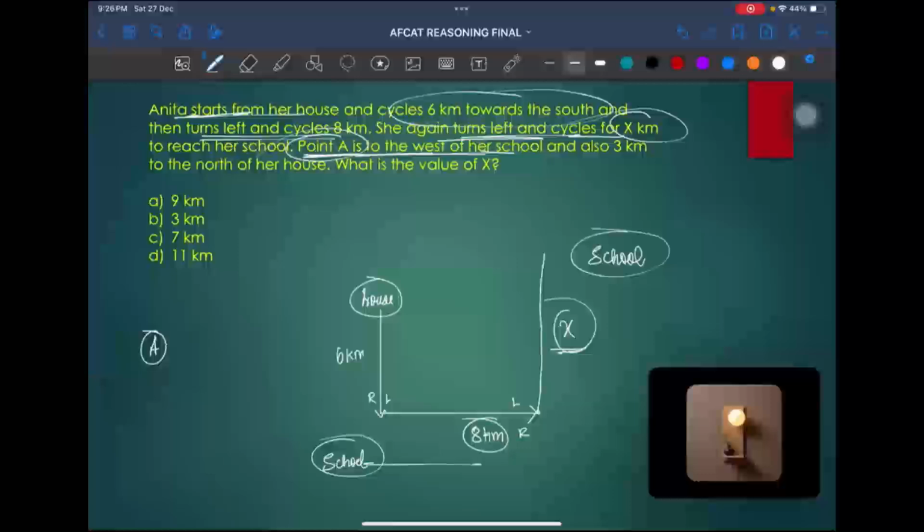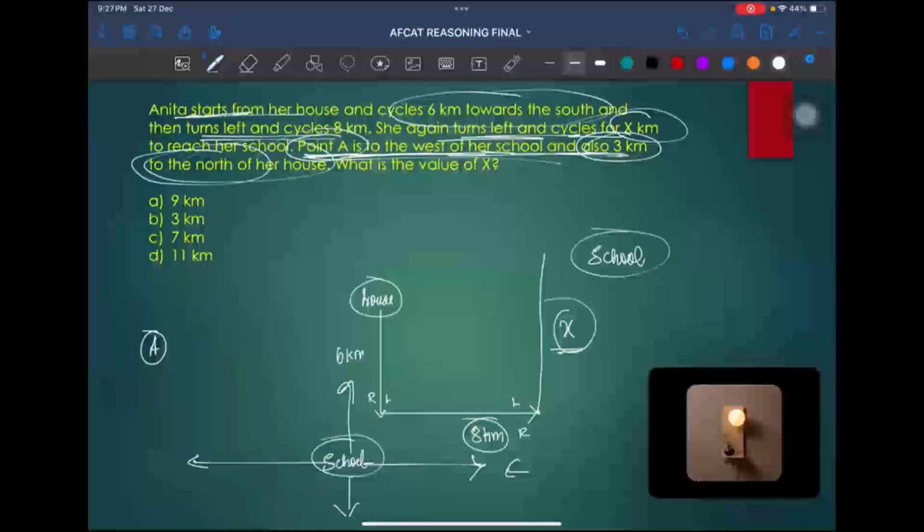If it is a school, this side will be the east position, this side will be the west position, this is north and this is south. So from this line, I'm getting to a conclusion that point A is to the west of our school and also 3 kilometers to the north of our house.